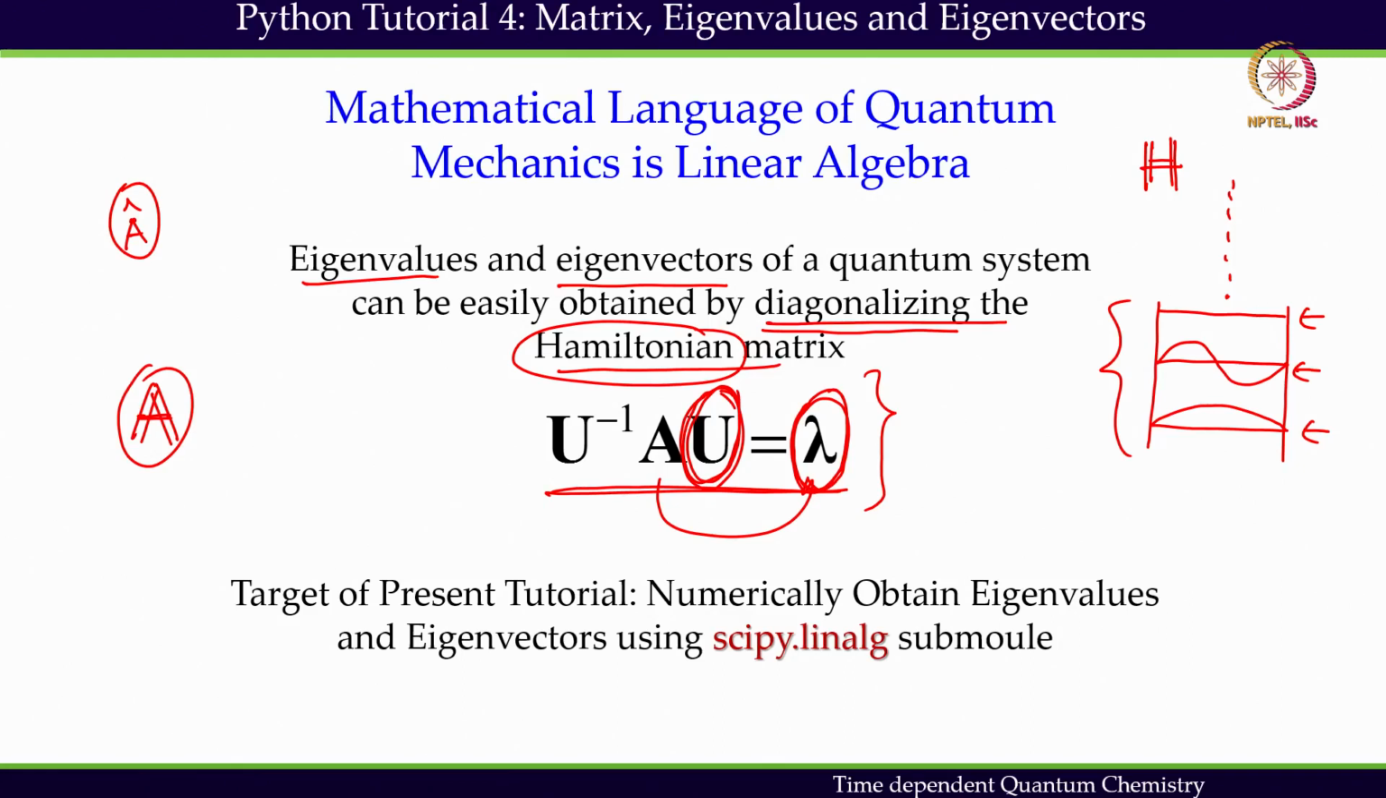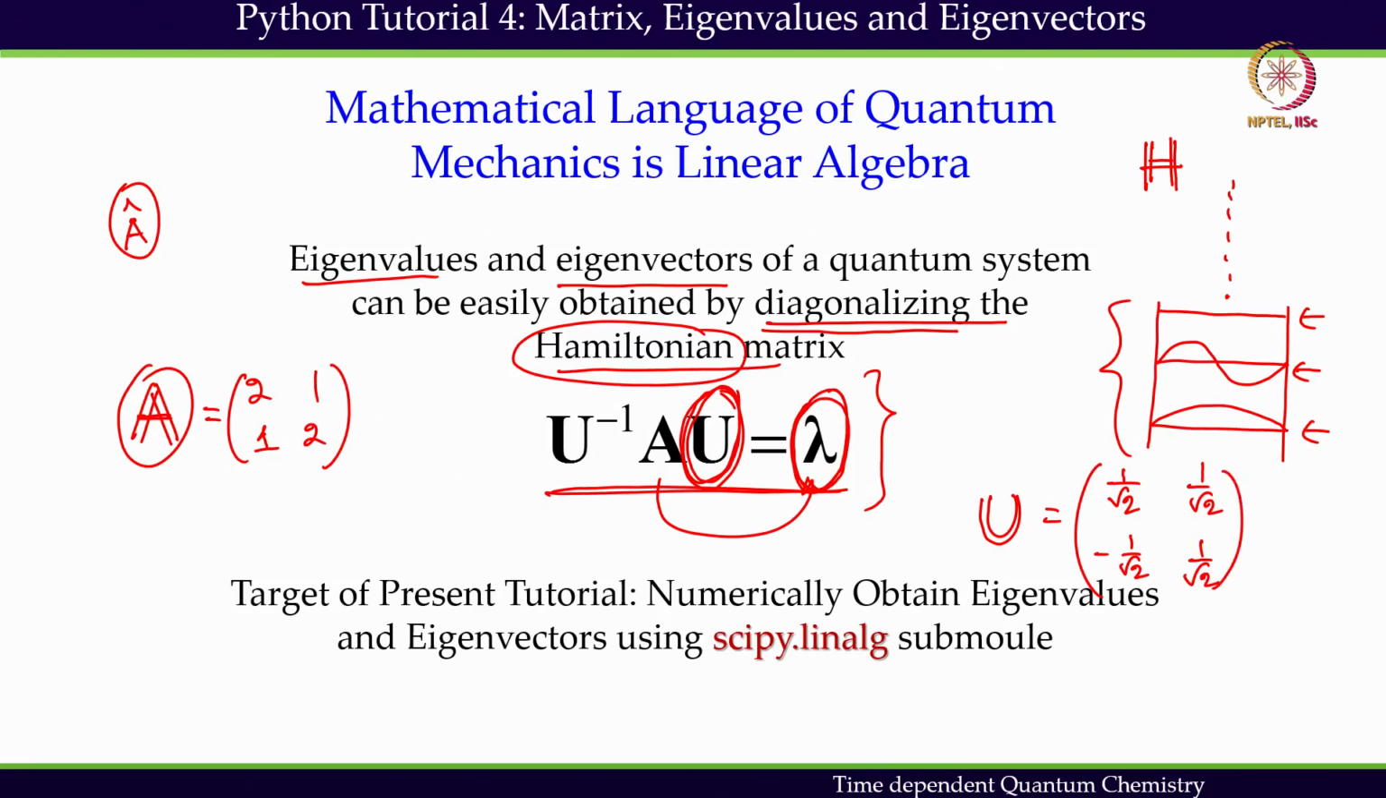As an example, we took a matrix A like this: 2 1, 1 2. This was the exercise we have done already, a 2 by 2 matrix. In order to diagonalize this matrix, we actually got this matrix U, a unitary matrix, as 1 by square root 2, minus 1 by square root 2, 1 by square root 2, 1 by square root 2. So, this was the unitary matrix.